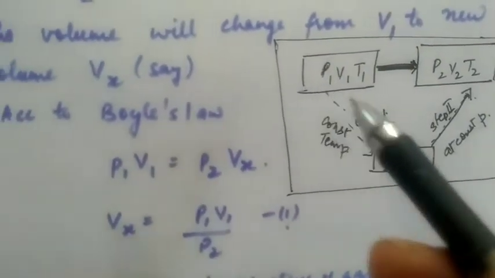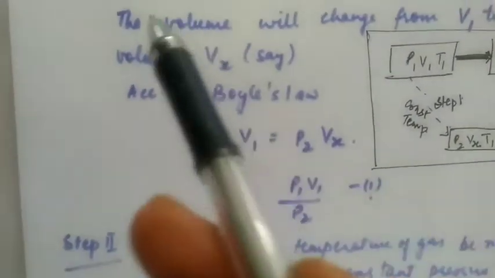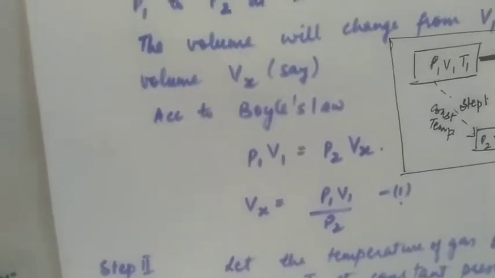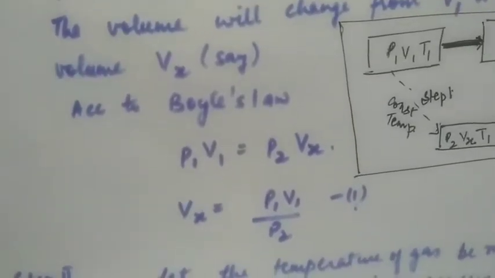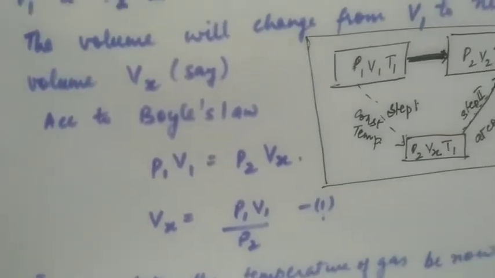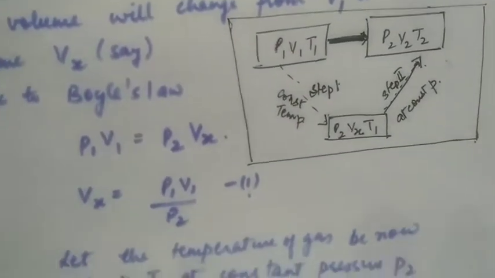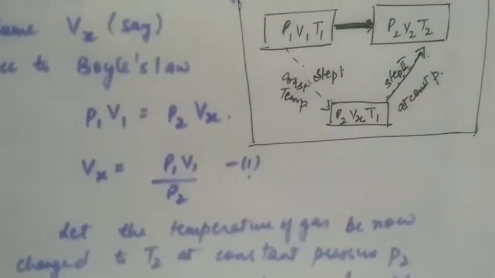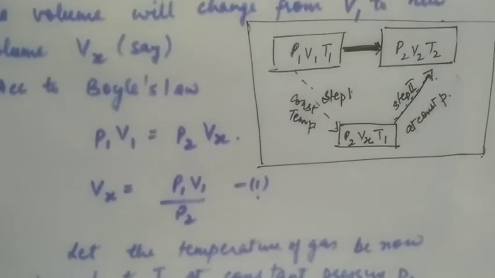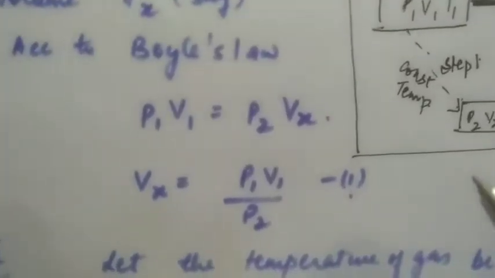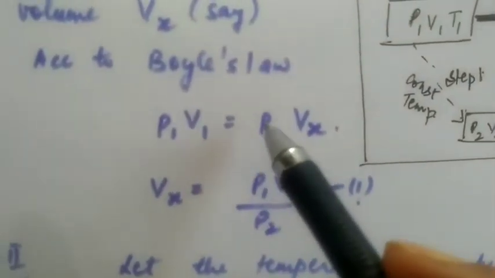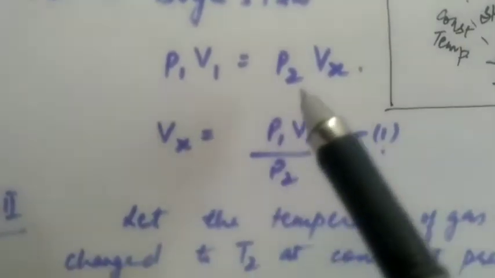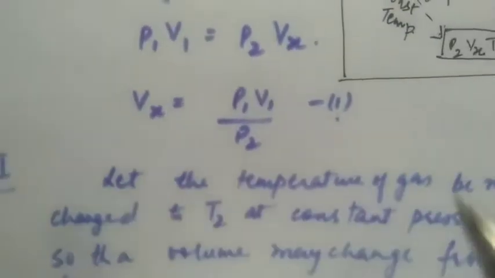Then the volume will accordingly change, because according to Boyle's law, pressure is inversely proportional to volume. So we get P1 V1 is equal to P2, and let the new volume be Vx. So P1 V1 is equal to P2 Vx. Now finding the value of Vx, we take P2 to the other side, we get Vx is equal to P1 V1 upon P2. This is equation number 1.